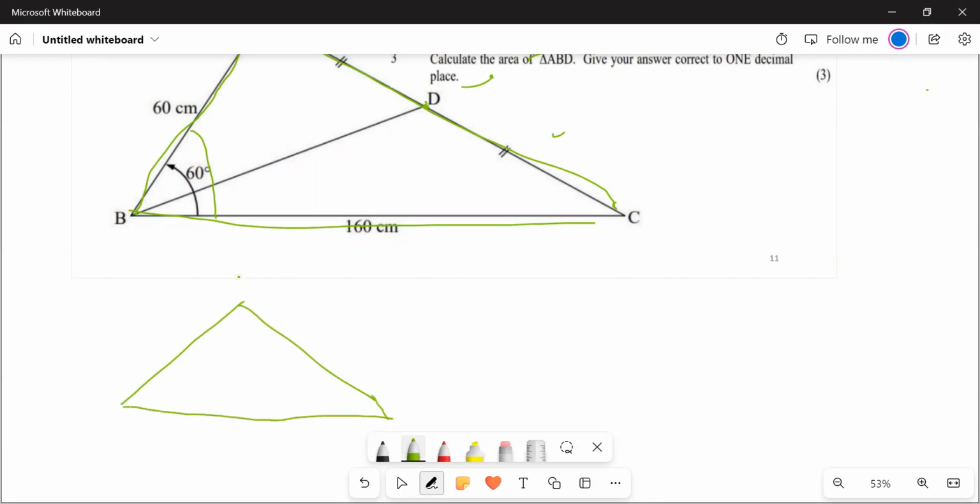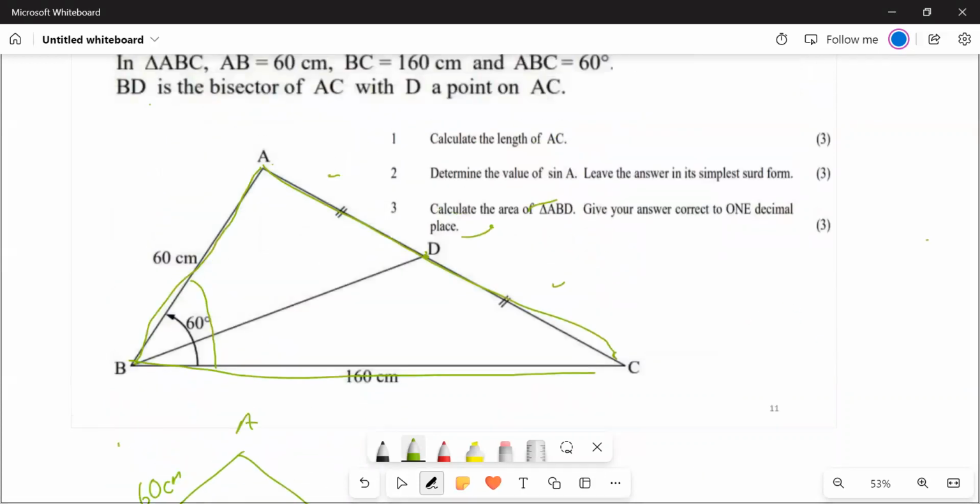So here you have A, and then here you have B, and then here you have C. Let's put the information on this triangle. What information do we have? From A to B, they told us this is 60 centimeters. And then we also have BC, which is 160 centimeters. Now, this is not the only triangle that we have.